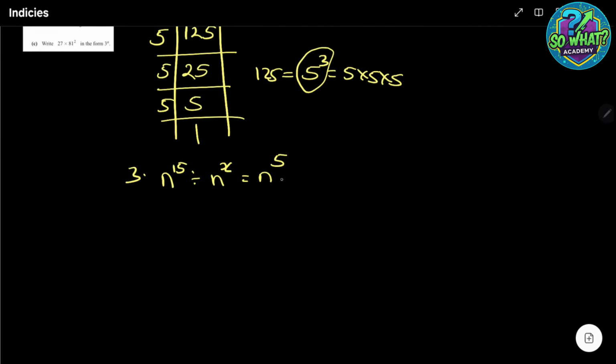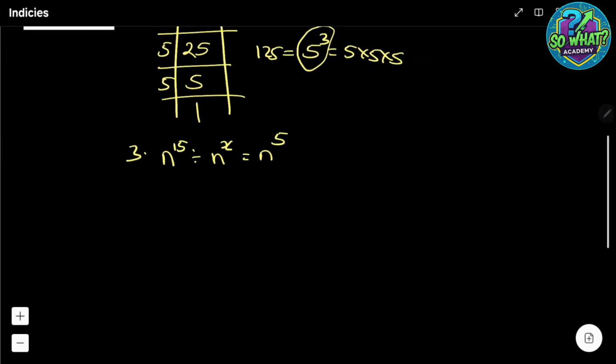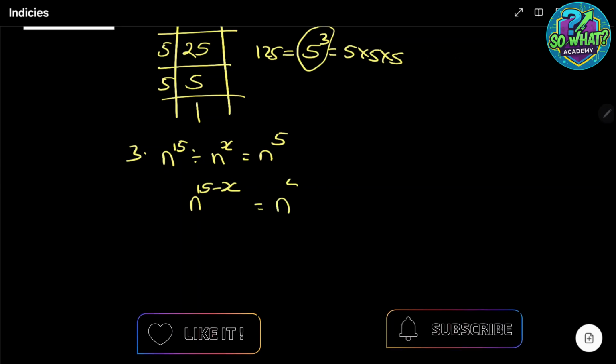There is nothing that side and there is a division. So same bases, division. What does it mean? Actually, you should just proceed and get this answer right now, such that by the time I'm finishing, you already have your value. Since it is division, we subtract the powers. Remember, in the powers, it is the first number that subtracts the second number. Don't say x minus 15 instead. So it's n power 15 minus x is equal to n power 5.